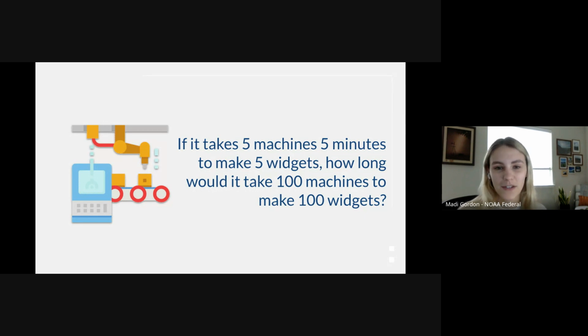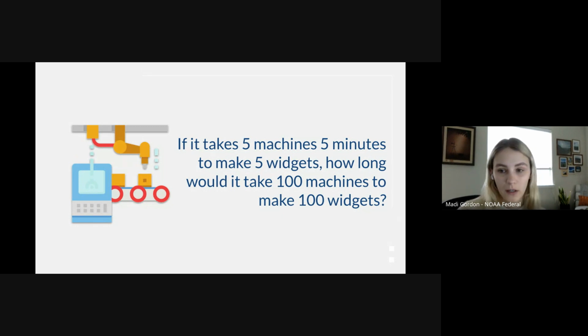Think about this to yourself. If it takes 5 machines 5 minutes to make 5 widgets, how long would it take 100 machines to make 100 widgets? Now, if you're anything like me, the first number that popped into your mind was 100. And then when you actually think through the little riddle a little bit further, you realize that with the same rate of production, it still only takes 5 minutes for these 100 machines to make 100 widgets.